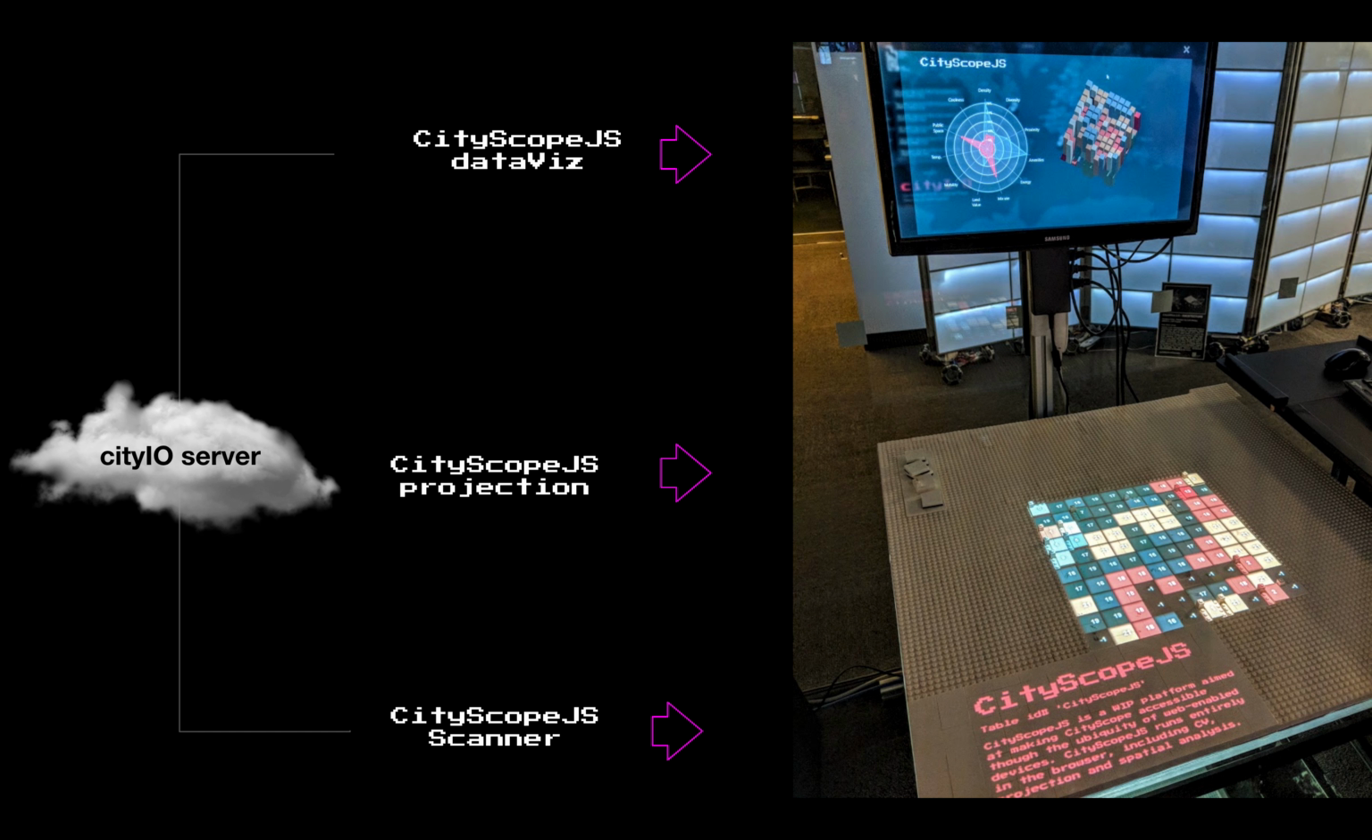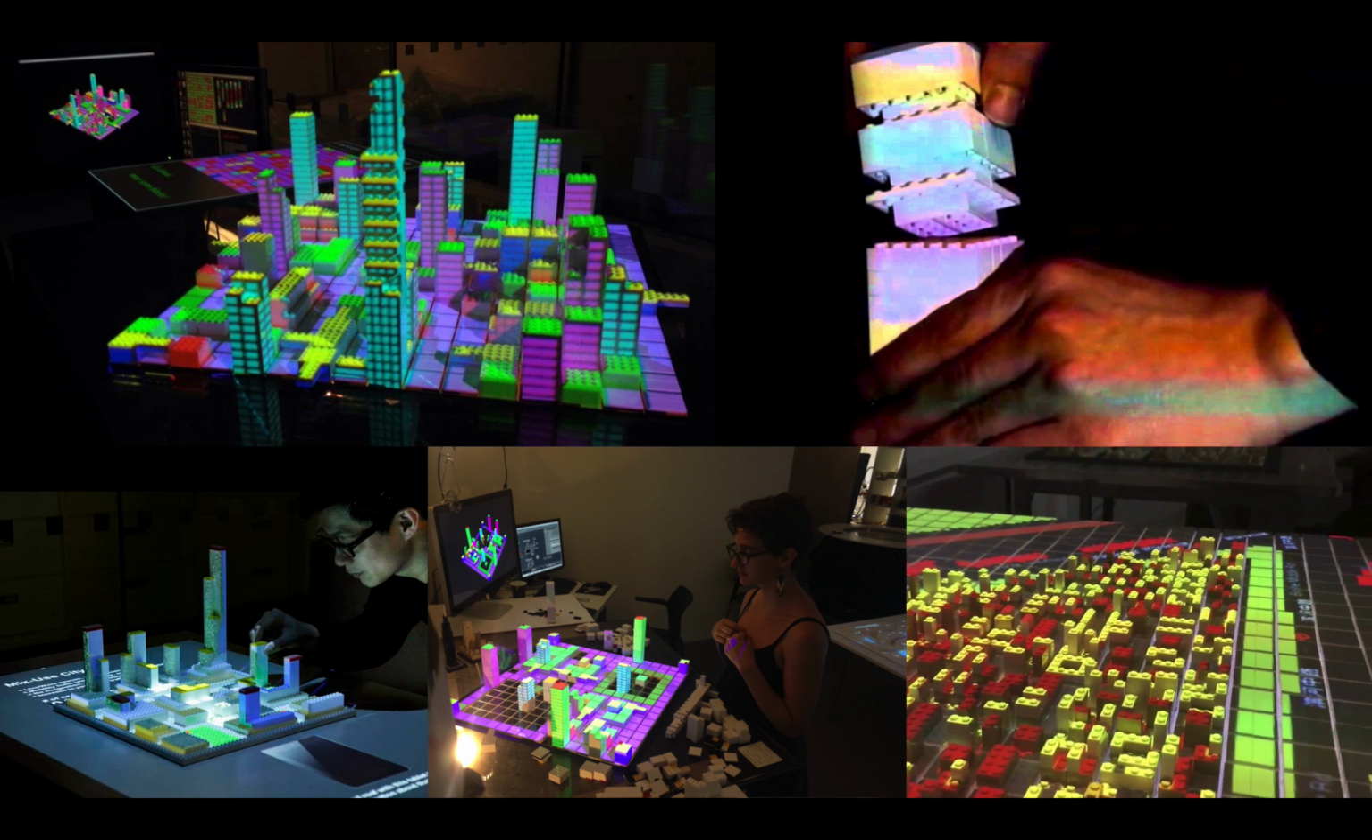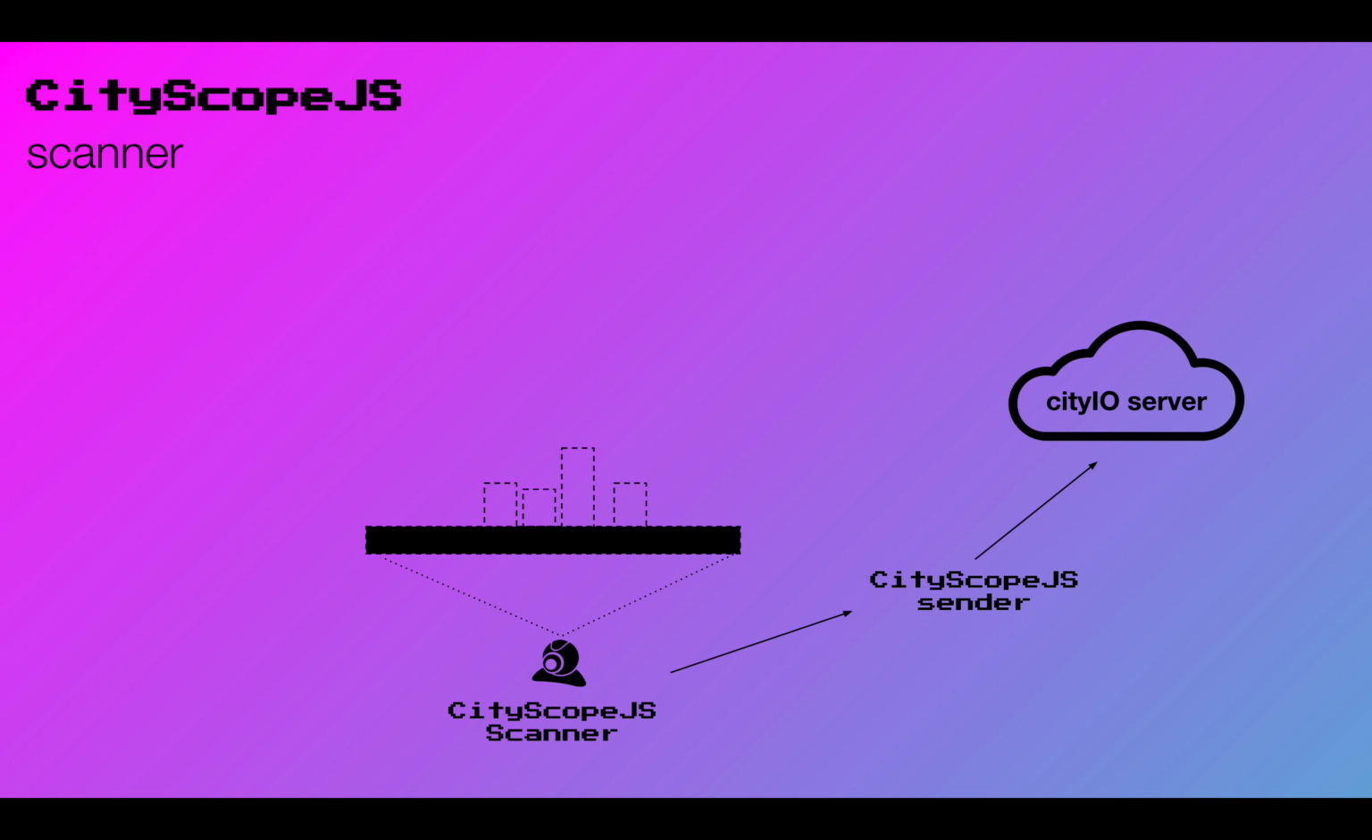Now, as we do know, the holy grail of CityScope is about the scanning, so the ability to recognize changes over time. And this is why today I don't want to focus on the other parts, I just want to focus on the scanning and sending it to CDIO, because I think this is a key part of what CityScope is all about.